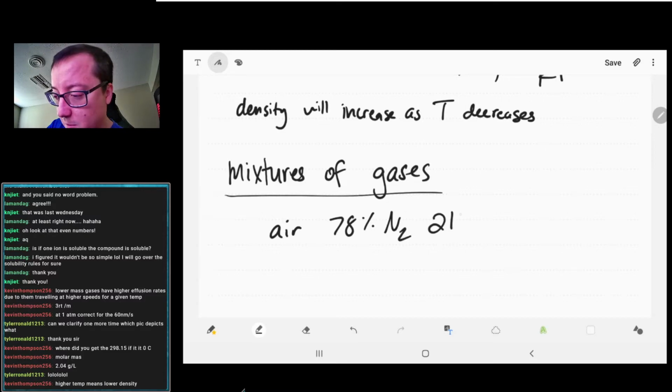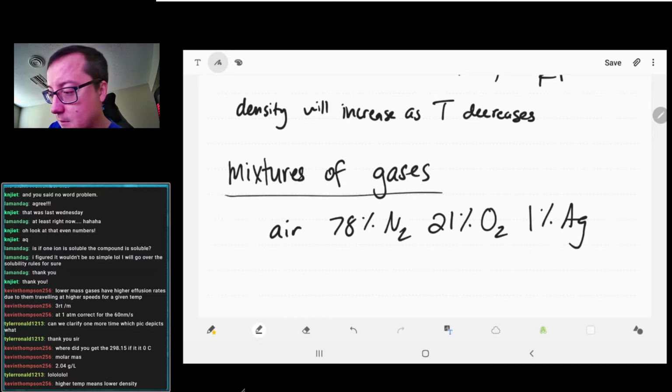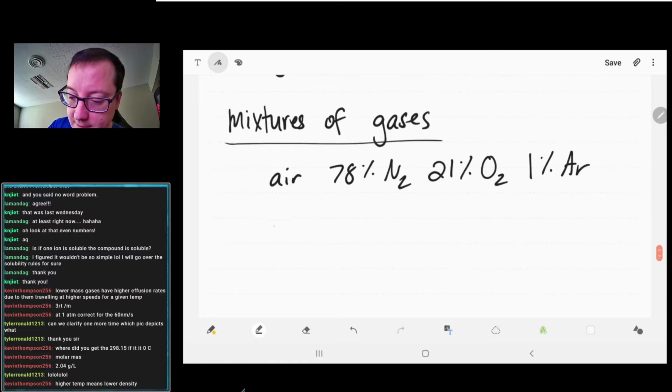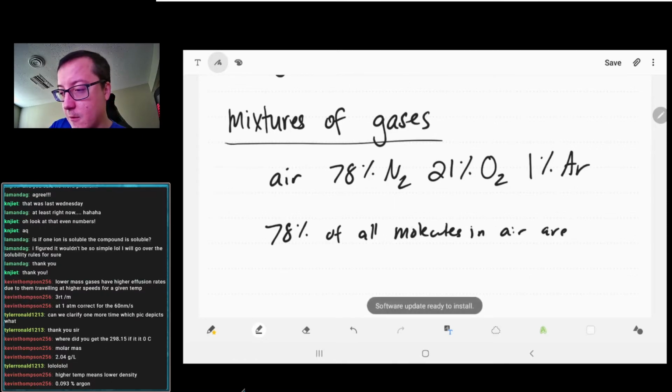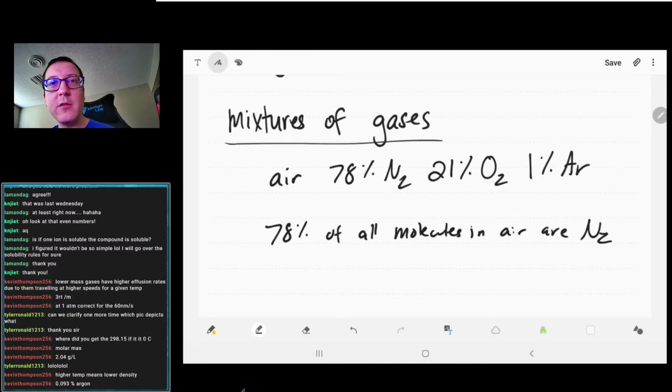which, as we might remember, follows these proportions, not silver, argon. These tell us that 78% of all molecules in the air are N2. Argon is what? 0.093? I thought it was 1%. To the Google.